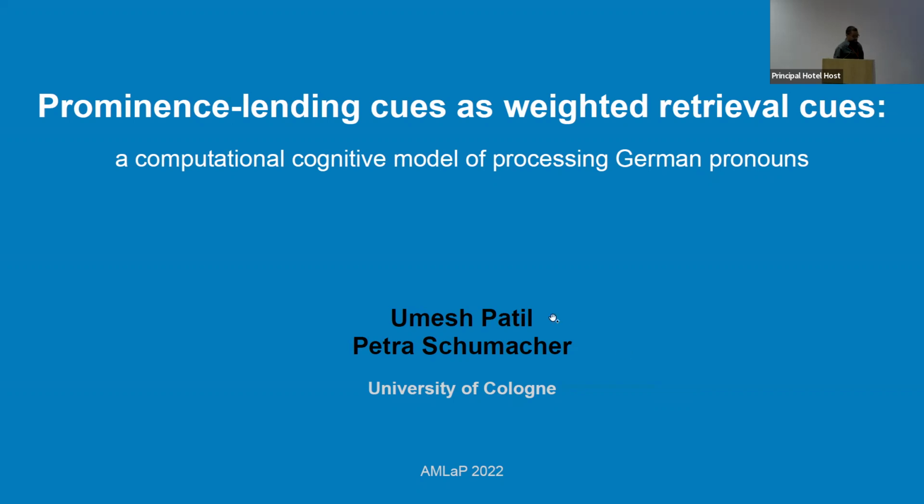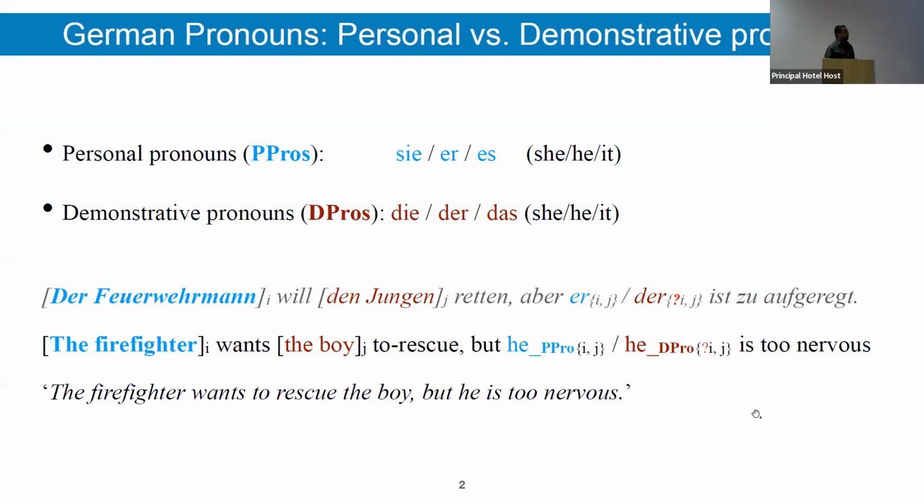So, German pronouns. German has personal pronouns like in English, sie, er, es: he, she, it. And interestingly, it also has demonstrative pronouns, which are used more productively and more frequently in German than in English, and a bit differently as well. German has demonstrative pronouns comparable to the personal pronouns: die, der, and das, so 3 different genders.